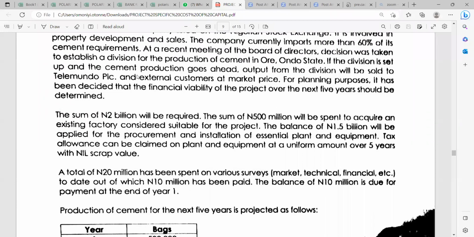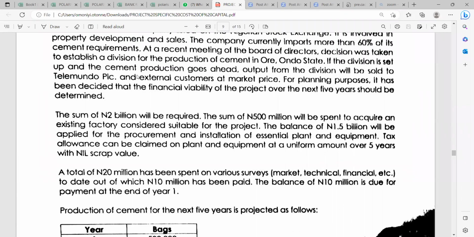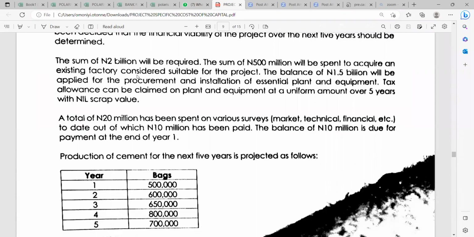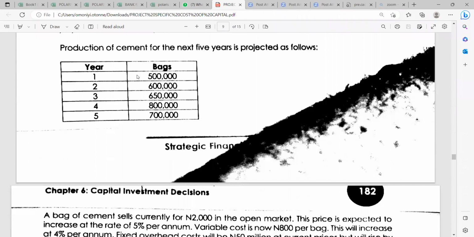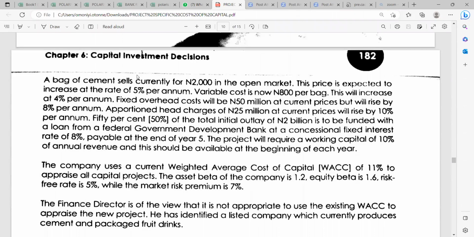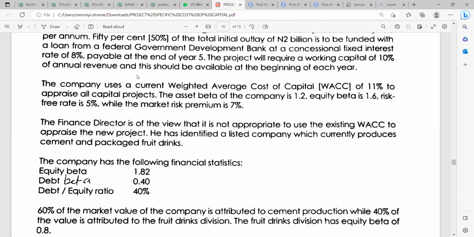Am I communicating, please? Yes. So that fruit is what we are going to use to determine whatever we want to determine. Now, we have identified that fruit is the next thing. Now, let me go to this place. All of this information is information we need.